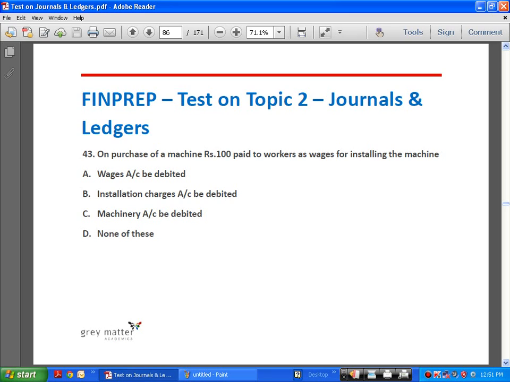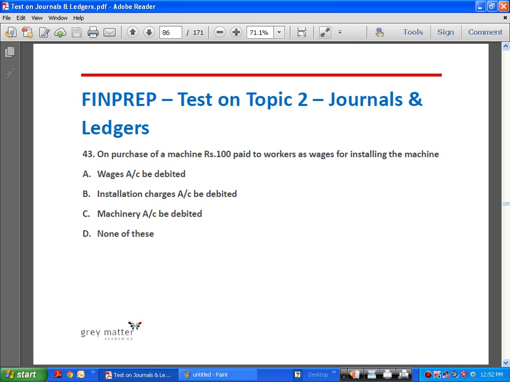But here 100 rupees has been paid to workers as wages for installing the machine. Generally, wages is a nominal account and we debit the wages account. But here, the wages have been paid for installing the machine, without which, unless the machine is installed, it cannot be put to use. So since these wages have been paid in order to get the machine ready for its intended use, this 100 is to be added to the cost of the machine.